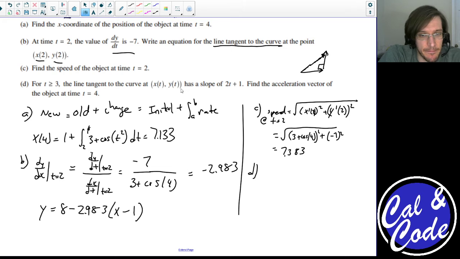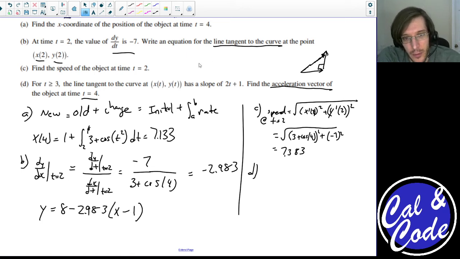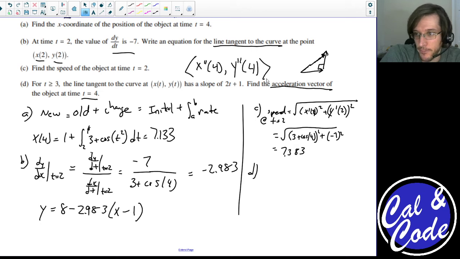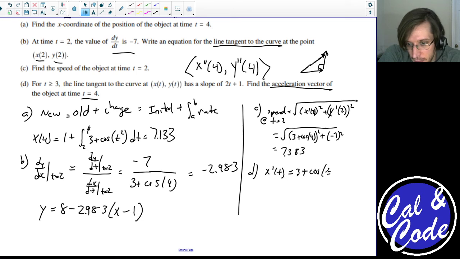Okay, so let's see. They would like me to find the acceleration vector of the object at time 4. To do that, I need x double prime at 4, comma, y double prime at 4. That is the acceleration vector at 4. I can find x double prime at 4 pretty simply. I take the derivative of x prime, which they gave me, that's dx/dt, and that was, if you remember correctly, 3 plus the cosine of t squared.